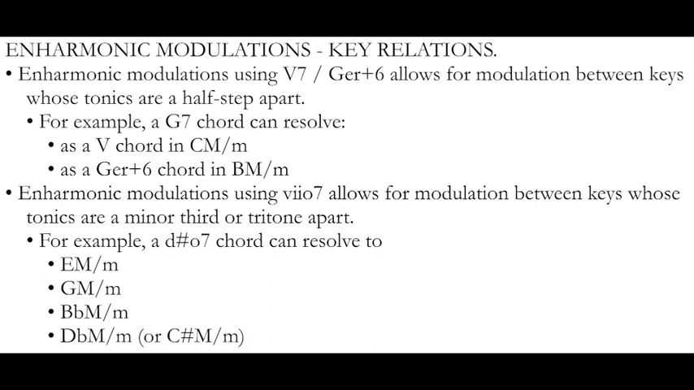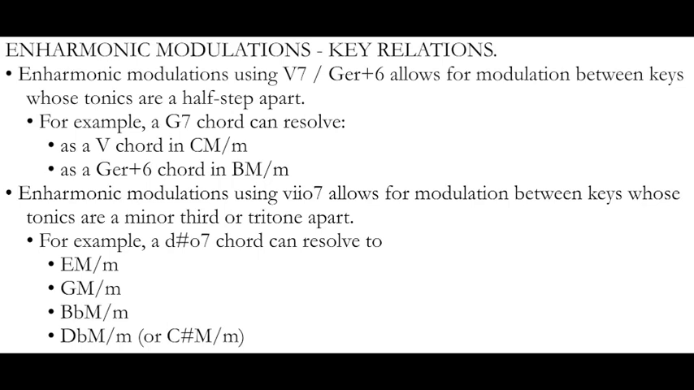For example, a G7 chord can resolve as a V chord in C major or C minor. It can also resolve as though it were a German augmented sixth chord in the key of B major or minor. This means that it can serve to pivot us between those two keys a half step apart. If we want to write a modulation that moves by half step, or if we find one in music that moves by half step, this might be a strategy that is useful to get us there.